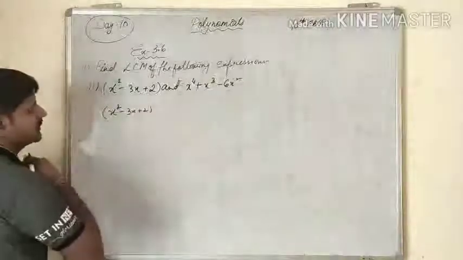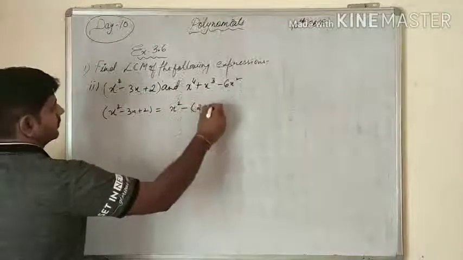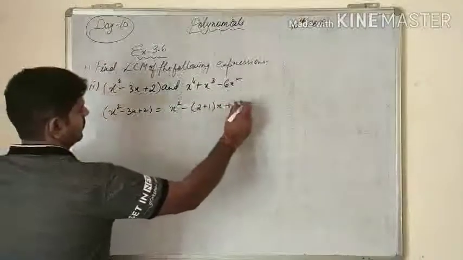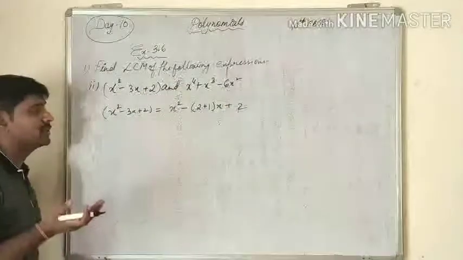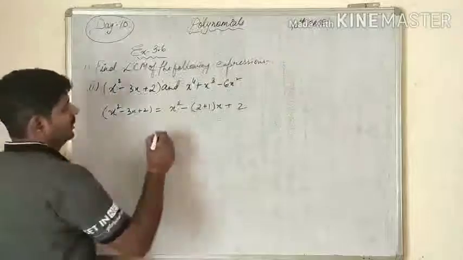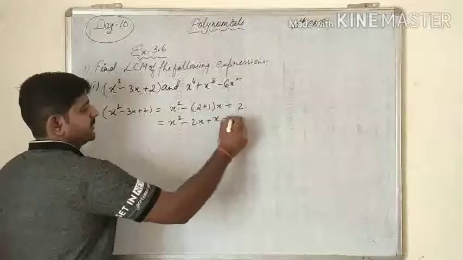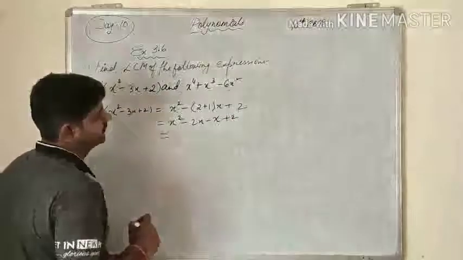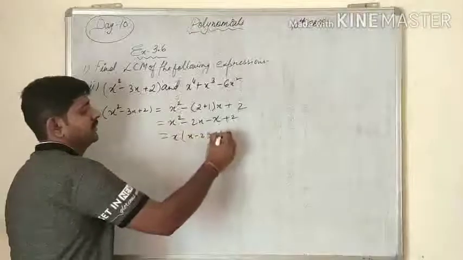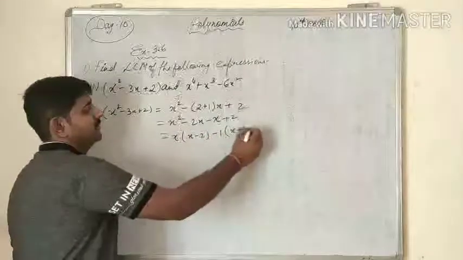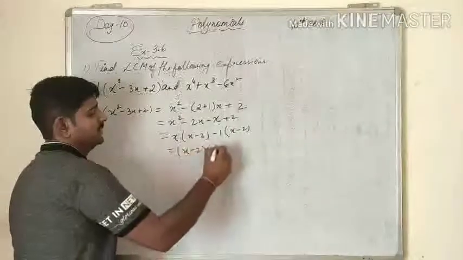As we know that 2 ones are 2, so we can factorize by splitting the middle term. Two plus 1 is 3, and 2 ones are 2. The product is also there, and the sum is also 3. Now it can be taken like this: x square minus 2x minus x plus 2. For the first two terms, we take x common, so x minus 2 is left. Minus 1 is taken common, so it will be x minus 2. So finally the brackets are these.